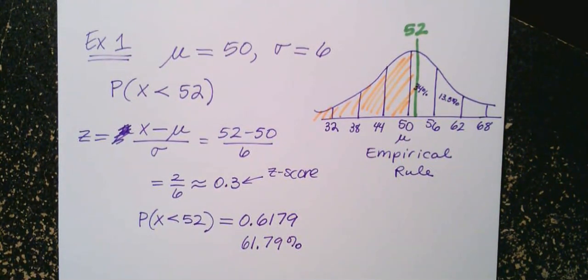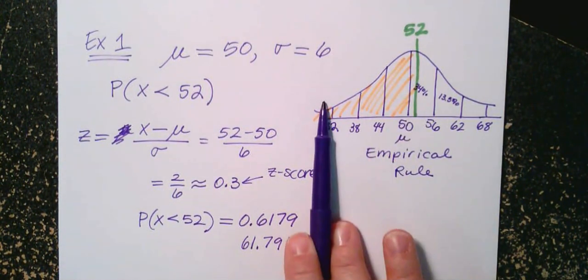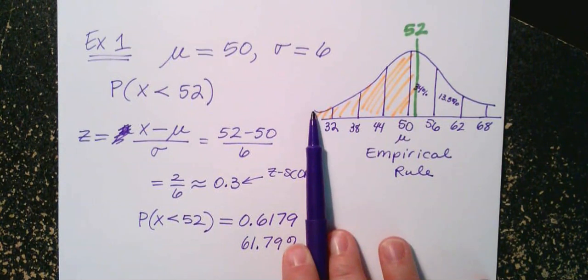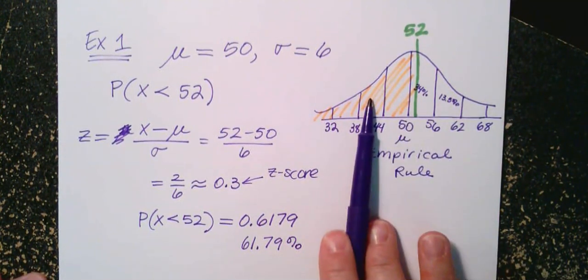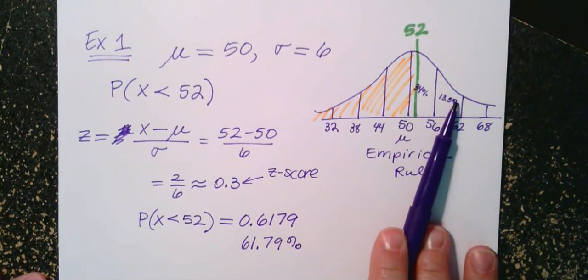So 61%, another way of thinking of that is 61.79% of my data is to the left of 52, is less than 52. Now, if I had been asked, what is the probability of your randomly chosen point being greater than 52? The table only gives me less than. But altogether, the probability it's either less than or greater than, it has to be one or the other. So that's a probability of 1.